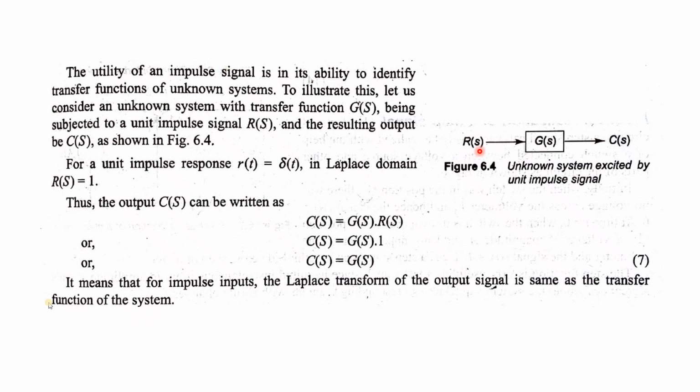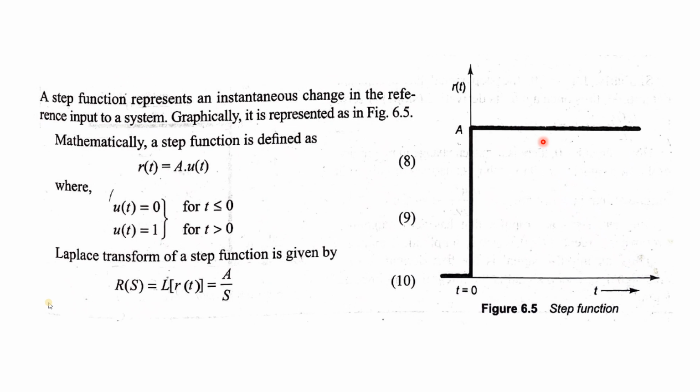of the system. So if you are giving 1 as input in the S domain, that means you are giving the impulse function as the input signal. If the input signal is 1, then the output signal will be equal to the transfer function of the system. Whatever output you get is equal to the transfer function itself, because the input is 1.